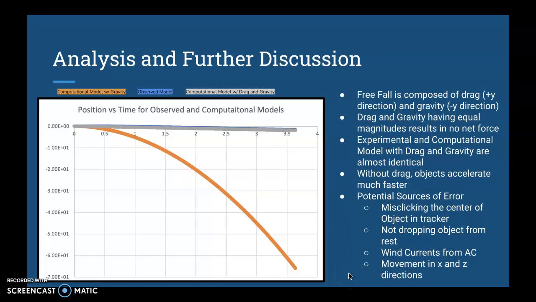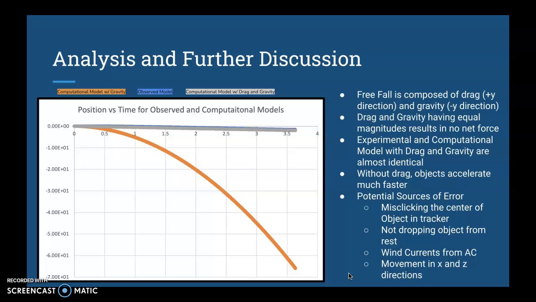When considering all three slopes together, we can see that free fall is composed of drag in the positive y direction and gravity in the negative y direction. Drag and gravity have equal magnitudes. When drag and gravity have equal magnitudes, this results in no net force.